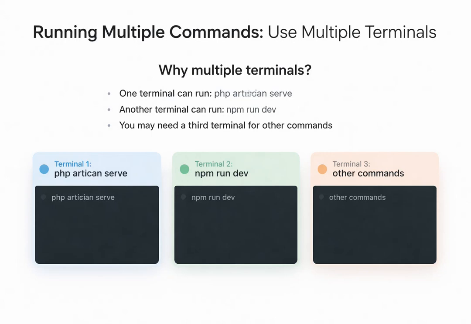A student asks a very practical workflow question. If one terminal is already busy running a command, how do you run another command? The tutor explains that it's normal to use multiple terminals. For example, one terminal runs the Laravel development server with PHP Artisan Serve, and another runs the front-end build tool with npm run dev. And you can open a third terminal for additional tasks.